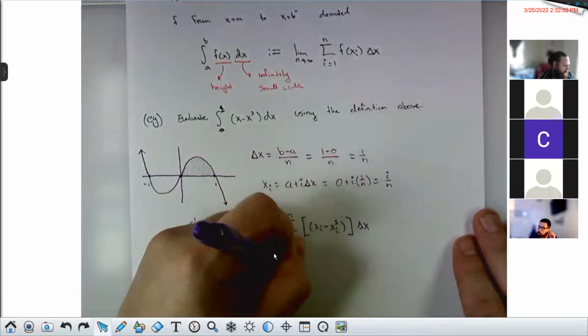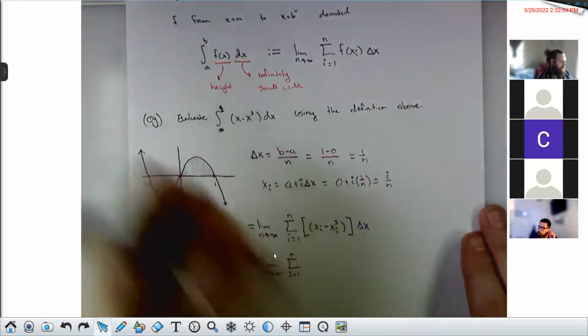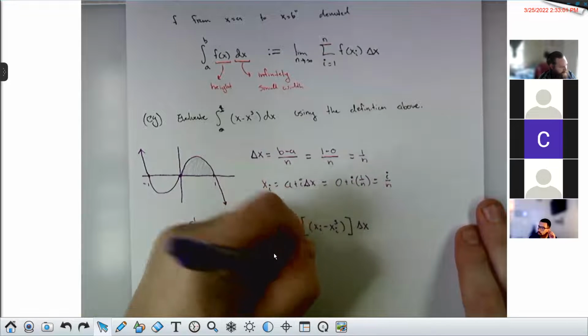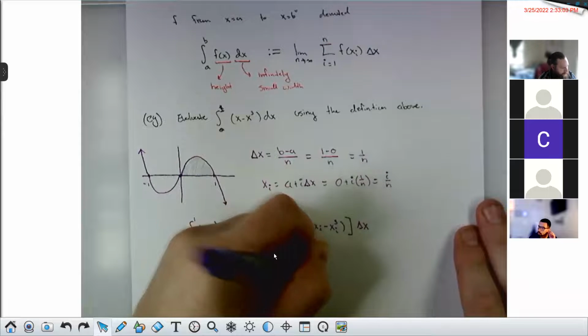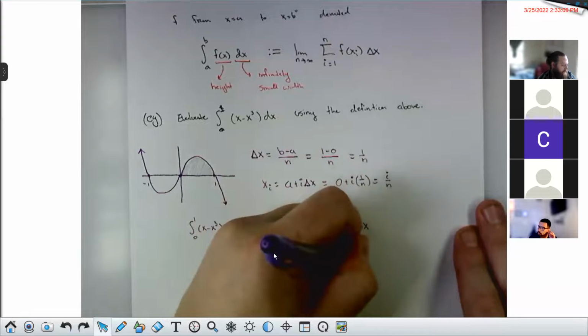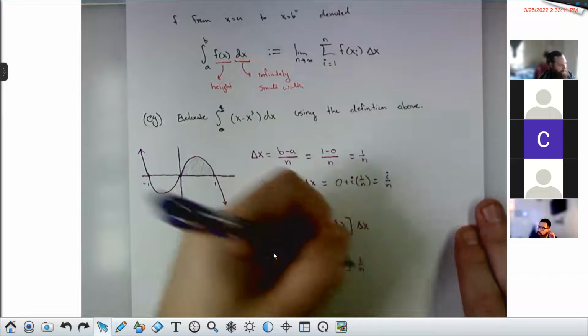Good mathematical notation should always be evocative of what's going on. Now the xi's are i over n. So this is i over n minus i over n cubed. And delta x is 1 over n.